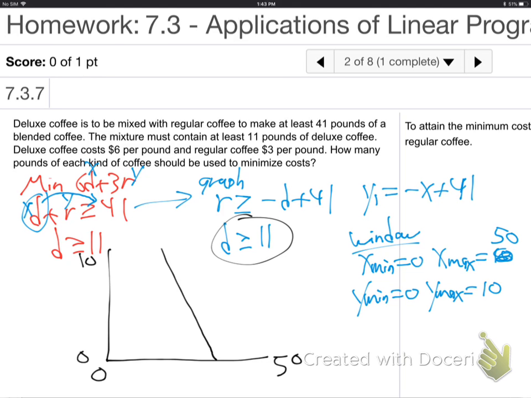D here is equal to X, right? What's that? D is equal to X? Yeah, so the D is X and R is Y. You could have reversed them. I just happen to do it that way. So that means this is the D axis and this is the R axis, right? Because D is playing the role of X and R is playing the role of Y. We good so far?